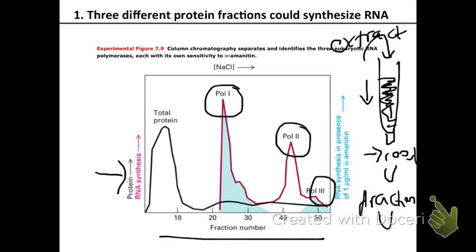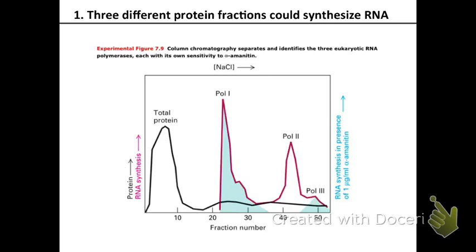So these are protein complexes containing RNA polymerase 1, 2, and RNA polymerase 3. Okay? So that's what's plotted here.